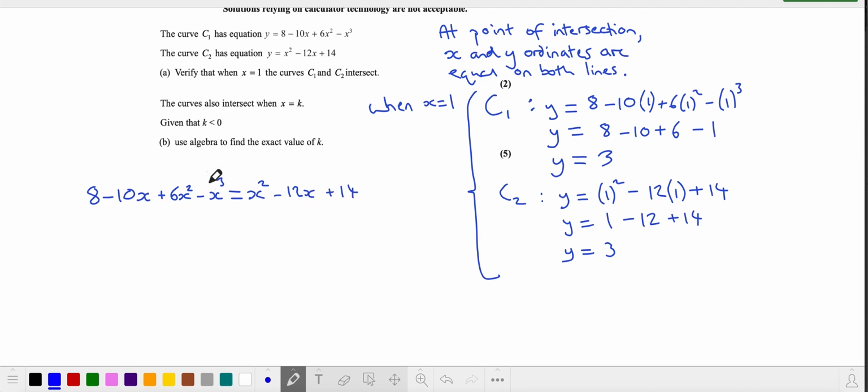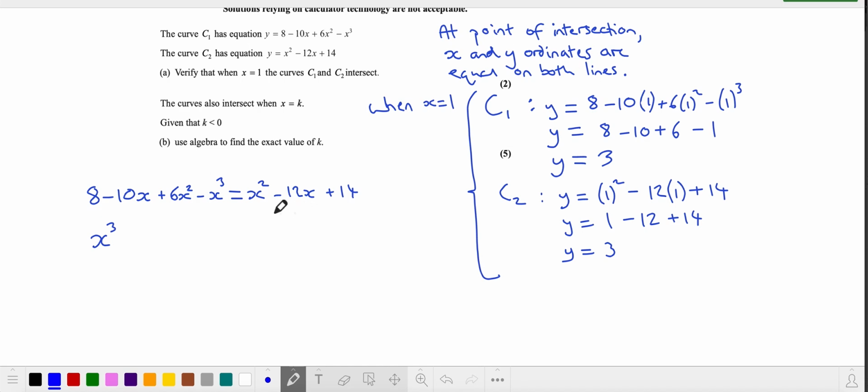Oh, let's gather some things over here. So take away the x squared, that will give us 5x squared. Add on 12x, that'll give us plus 2x. I'm wishing I'd done this the other way around because I want my x cubed to be positive. I always like to have the biggest power of x as a positive term. So I'm going to take everything onto the other side instead. That's going to give me a positive x cubed.